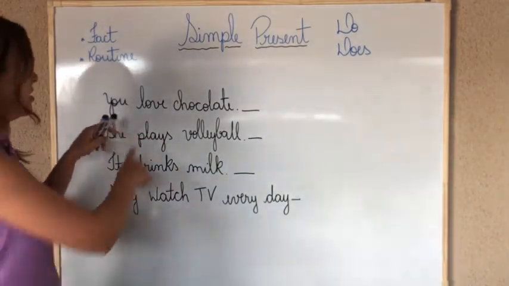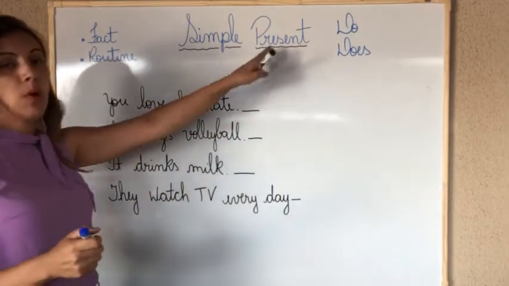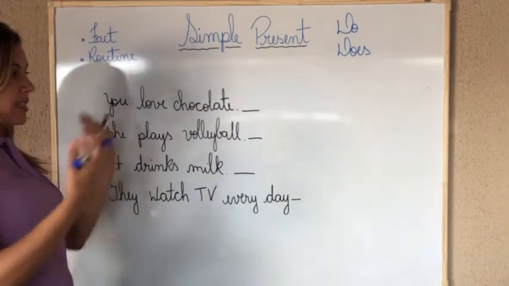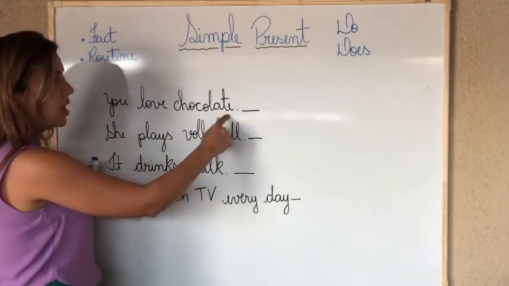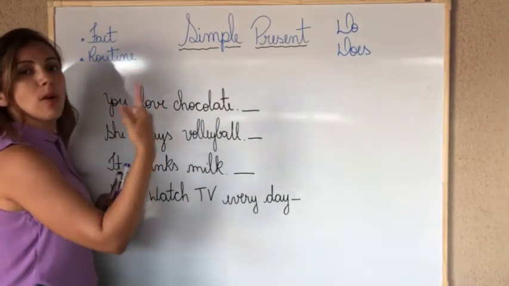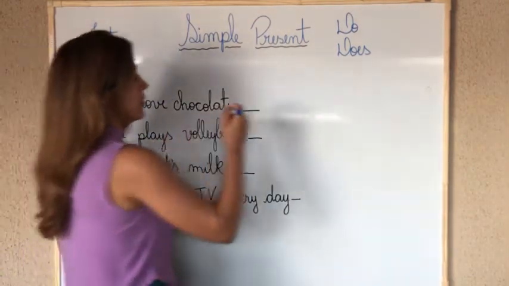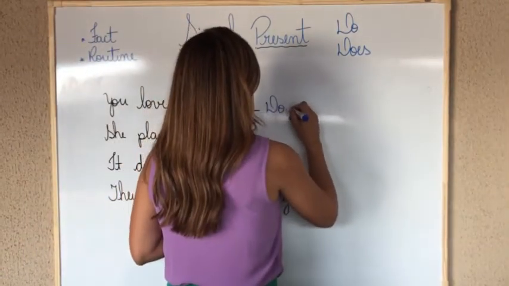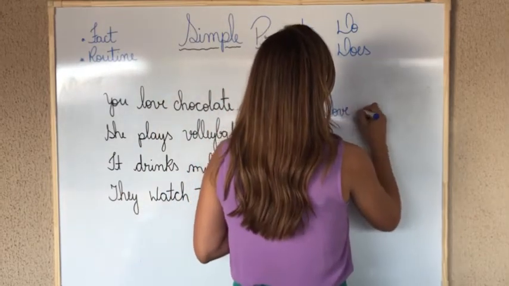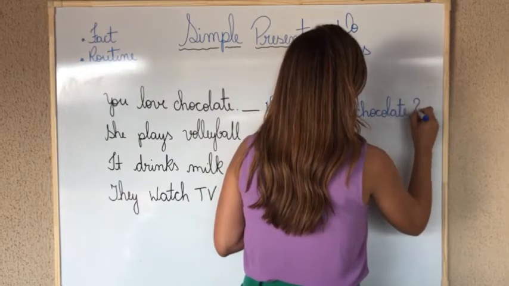Now let's change these affirmative sentences to questions in English, using simple present. You love chocolate. How can I ask a question? I want to change the sentence to a question. For you, I use do. Do you love chocolate? Do you love chocolate?